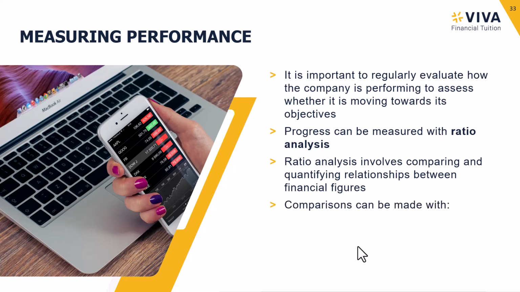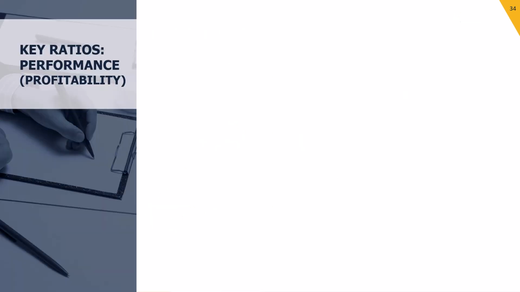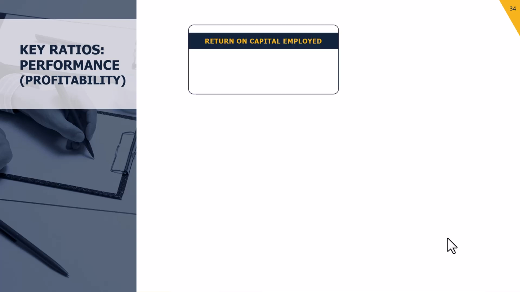Comparisons, therefore, can be made between a number of different elements: previous years, other companies, and the industry as a whole. But one thing to just stress at this point is that ratios on their own are meaningless. You have to have something to compare with to ensure that you've got some value added. We're going to have a look at some key ratios, and we're going to start off by looking at performance. Performance is often referred to as profitability. So the first calculation then is our return on capital employed.